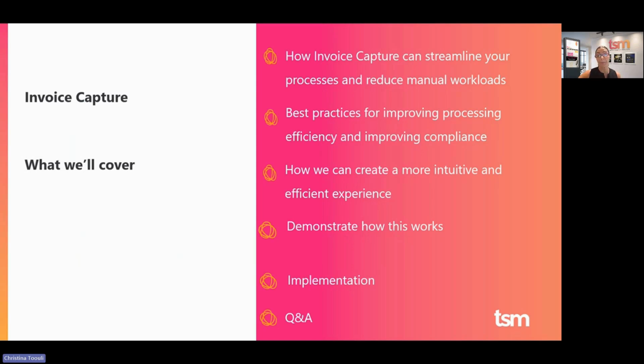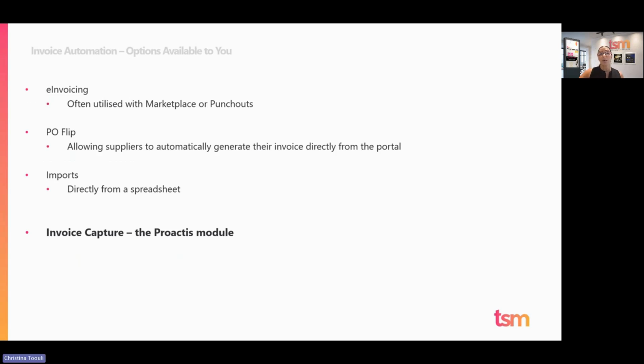Okay. So invoice automation, as I said, we've run various webinars and we've talked to you about lots of options and capabilities available when it comes to automating your invoice processing. So electronic invoicing, often utilised with marketplace or punch outs. When you're dealing with marketplace or punch outs, you're buying directly from your supplier's website. You're going outside of Proactis, you're buying directly from a supplier's website where they're maintaining the catalogues, they're maintaining the prices that you have with them.